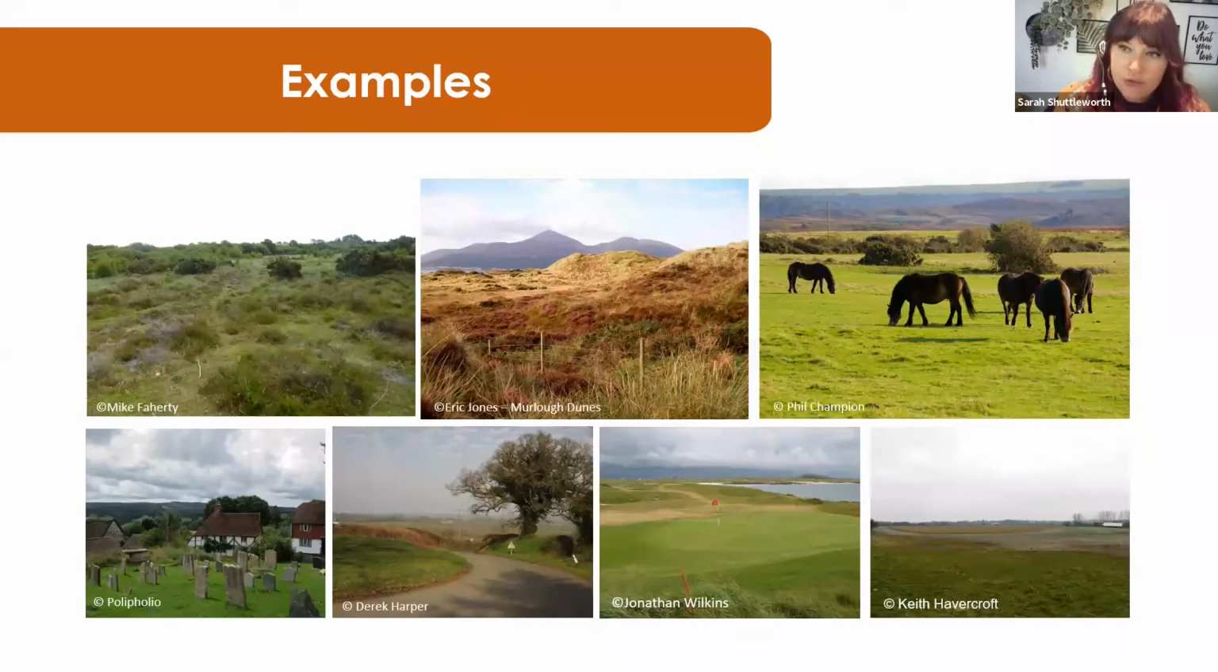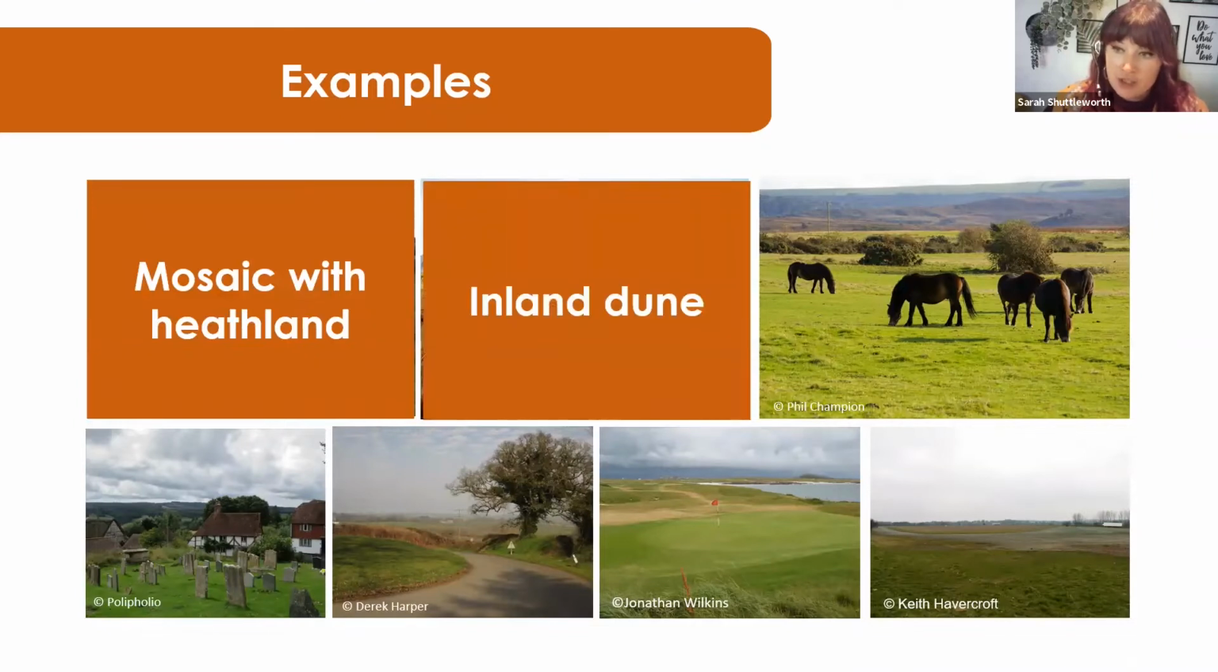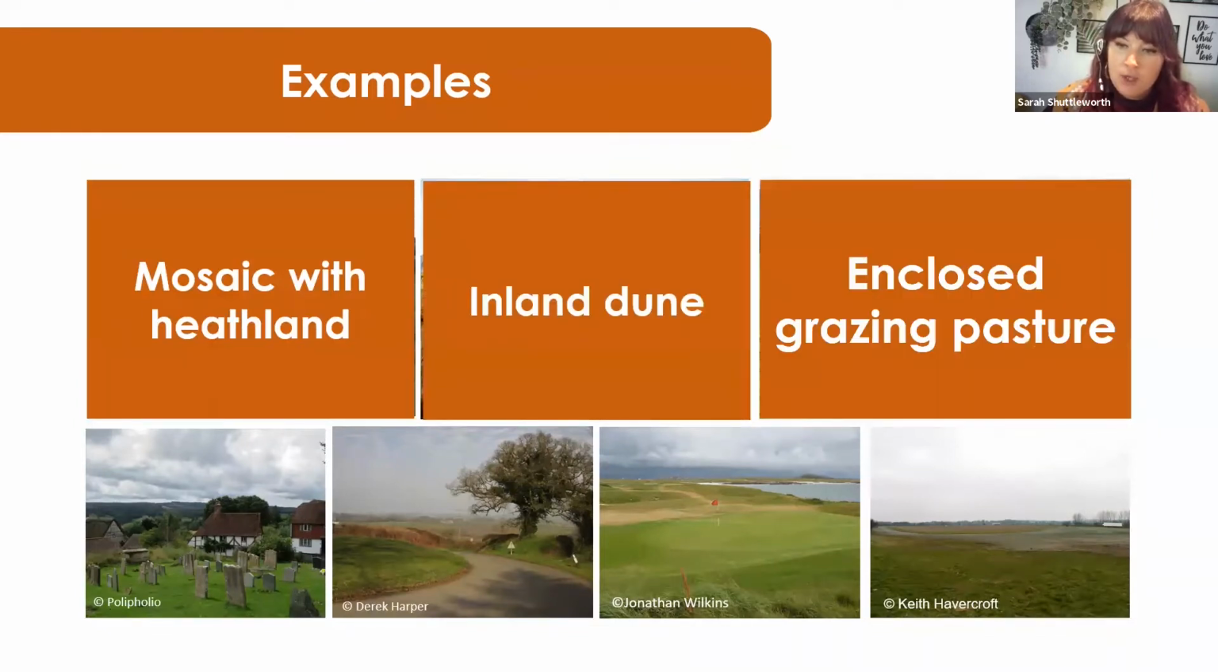As examples of dry acid grassland, the main one that I come across personally is that mosaic with heathland, so it's interspersed. We talked about the inland dunes, but you can also get enclosed grazing pastures that are more of the dry acid community, perhaps because of where they're situated and what the habitat used to be, but now it's become maybe pony pasture.